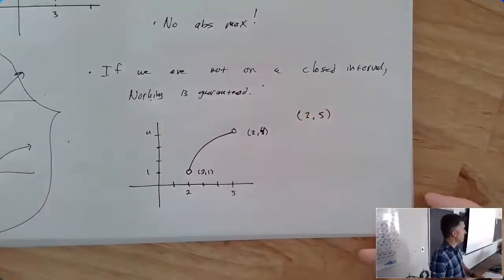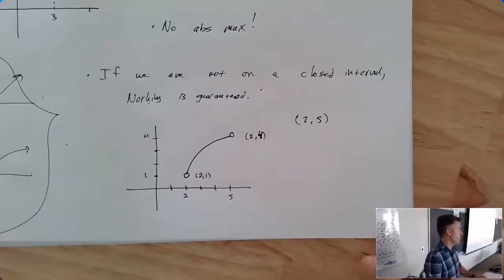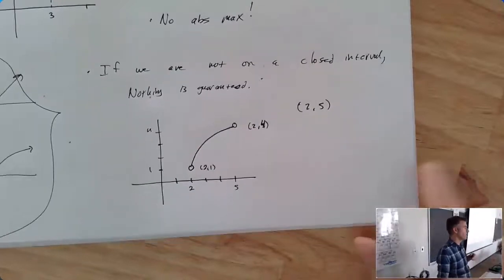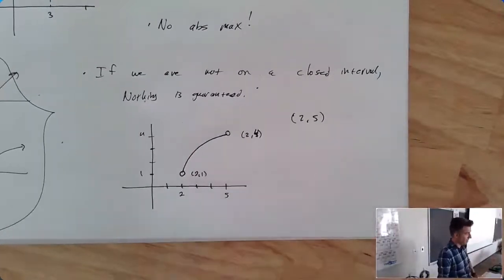Does this function attain a minimum value? What's the lowest value this function has? Nope, definitely doesn't equal 1. It gets really, really close to 1, but not actually 1. At that point, it's not there because it's in an open interval.